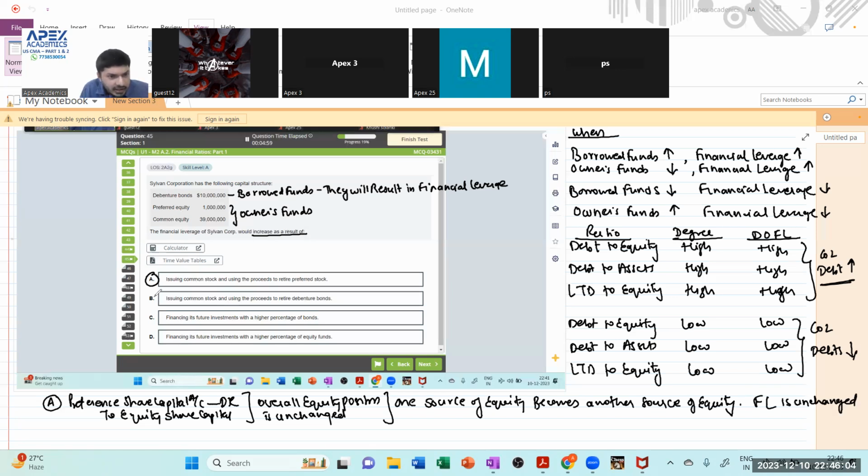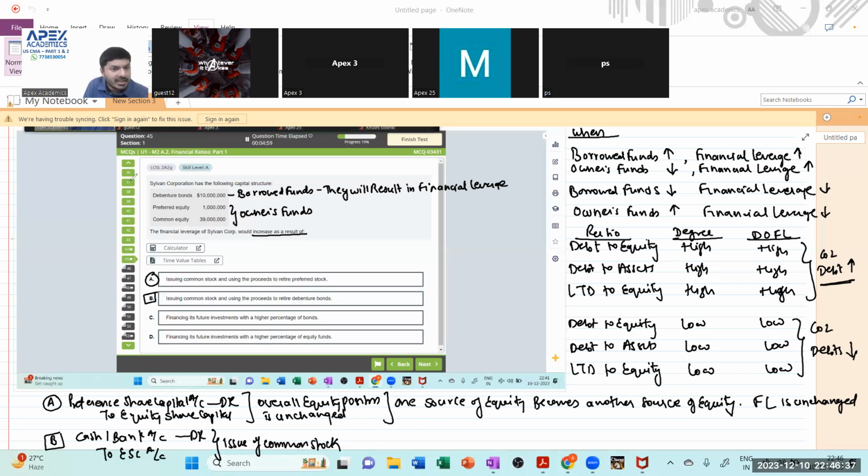Agreed? Let us go to entry number B. Issuing common stock and using the proceeds to retire debenture bonds. Very interesting. Issuing common stock, debit what comes in? Cash bank account debit to equity share capital. Issue of common stock. Then what did you do? You paid off the debenture bonds.